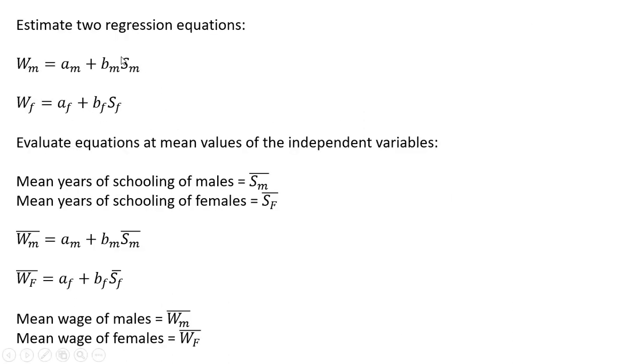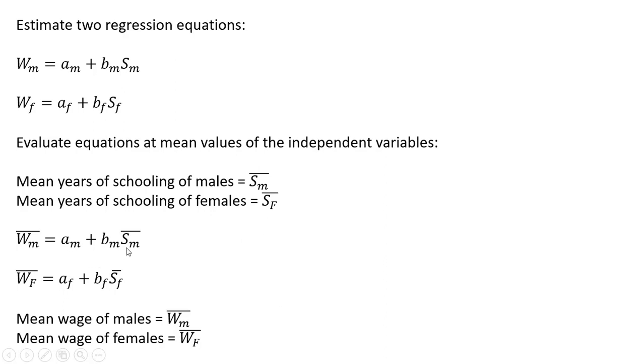So what we're going to do, we're going to estimate two regression equations where W is the wage and the subscript M represents males. The subscript F down here represents females. And we're going to keep things simple at first. The independent variable here is going to be years of schooling, S. And so first thing we're going to do is evaluate these equations at the mean values of the independent variables. So mean years of schooling of males will be given by this expression. The mean years of schooling for females will be given by this expression.